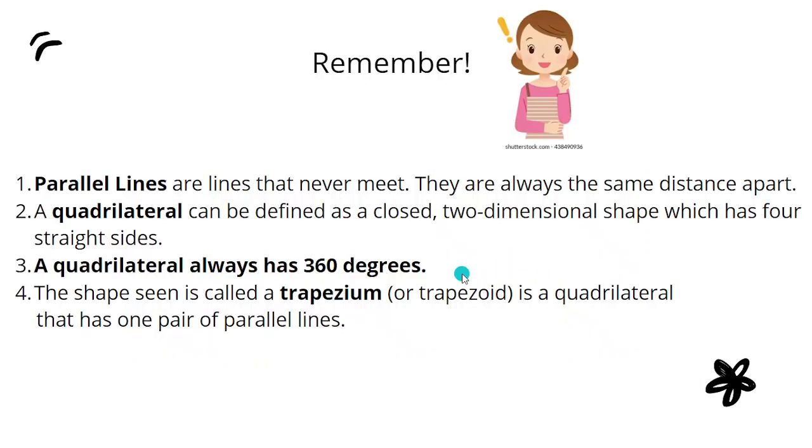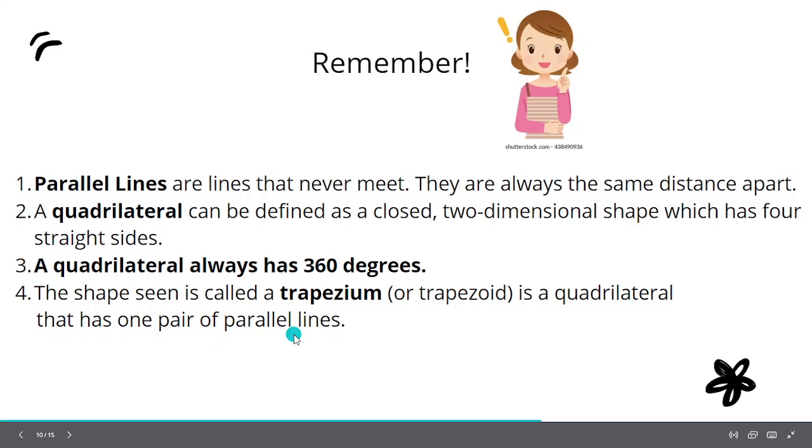And finally, remember that the shape seen is called a trapezium. In the US and North America, especially, even up north in Canada, the education system uses trapezoid, but it's the same thing. So sometimes you see trapezium, trapezoid when you're looking at different papers and questions. A trapezium is a quadrilateral that has one pair of parallel lines. And we do indeed have just one pair of parallel lines. So if you ever wondered about it, this is called a trapezium or a trapezoid.